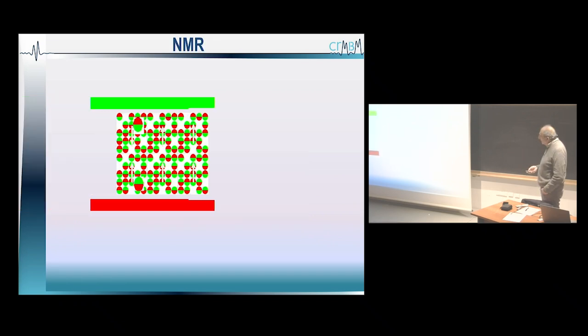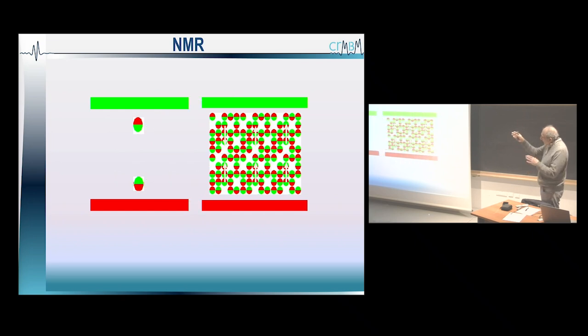Okay, so this was simple, just two, but actually you've got millions of them, and you can imagine that some of them are aligned in one direction, and some of them are aligned in the other direction.